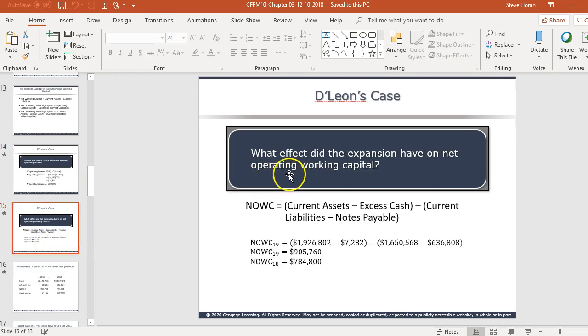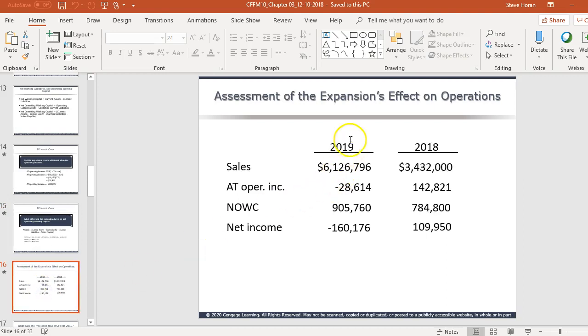And then what was the effect on net operating working capital? You can see in 19, well, it was 905. It actually went up, and it went up primarily because we have the huge increase in receivables and inventory. So that current asset jump went up quite a bit. But that was really it. That's what contributed to it. That's not necessarily good. So it did go up. That doesn't mean it's a good thing though. And so let's take a look at the effect on operations. So while revenues went up, after-tax operating income declined, net operating working capital went up, and net income declined.